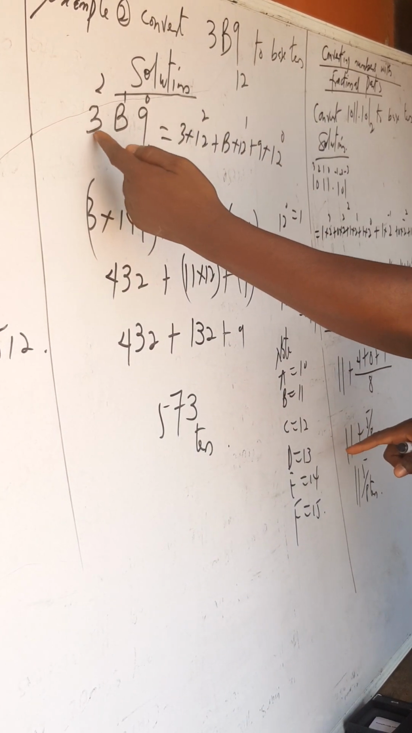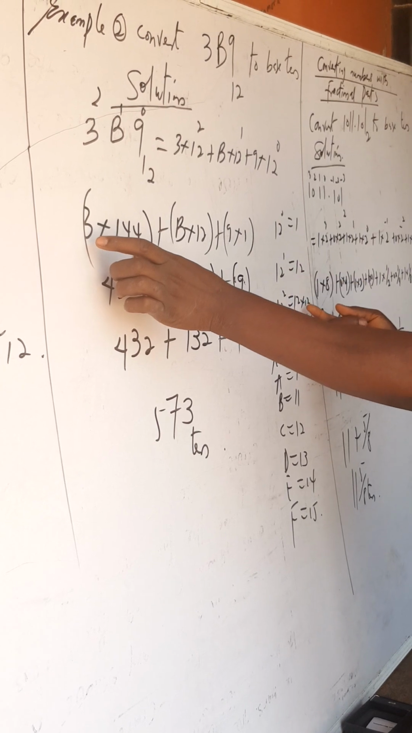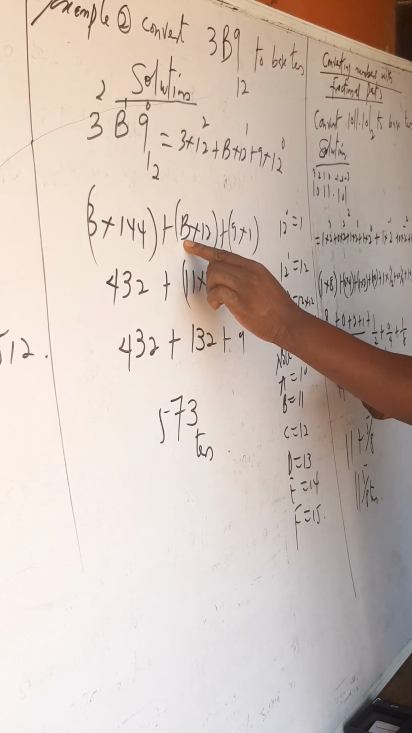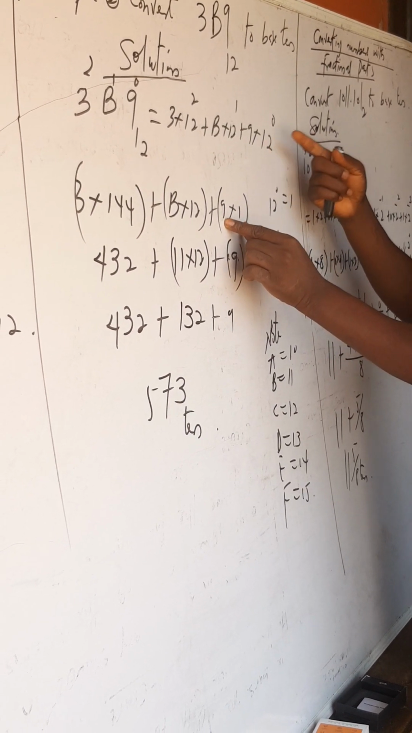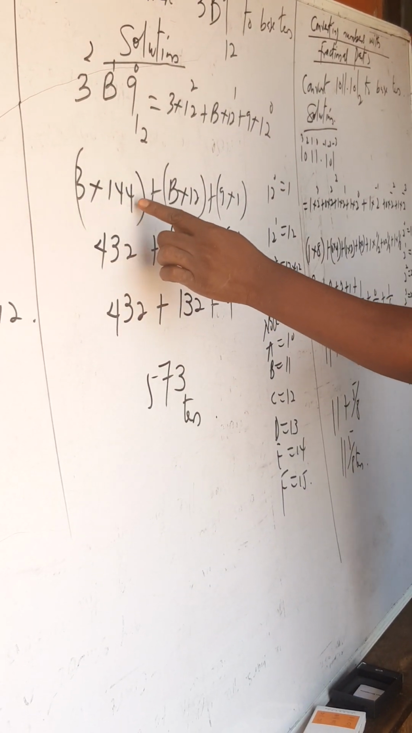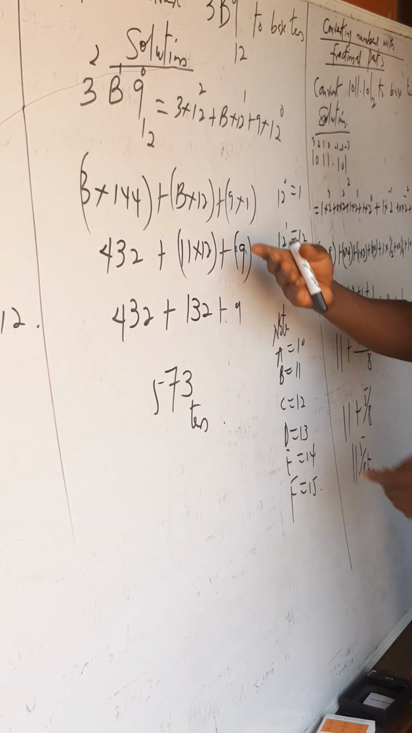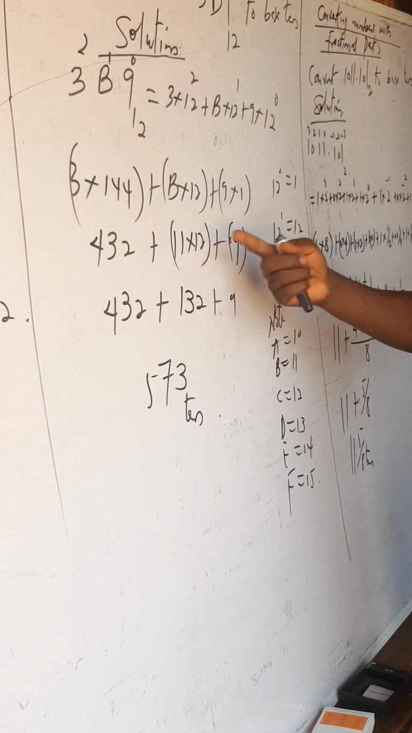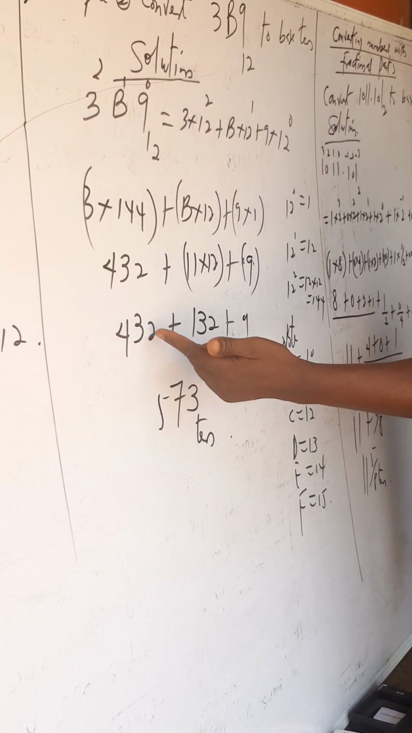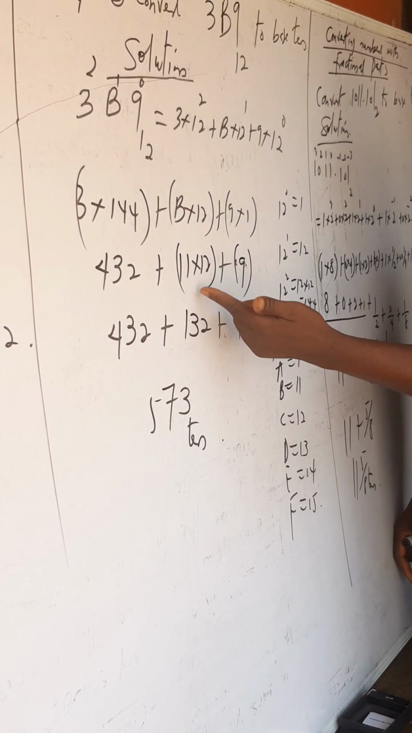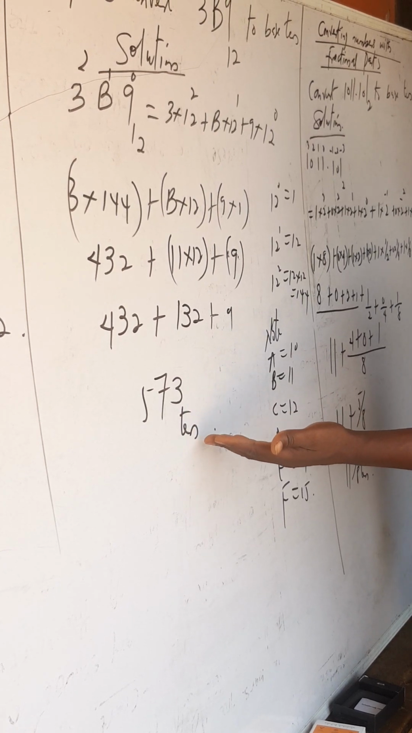So anywhere you see B, you have to use 11. So we now have 3 times 12 raised to power 2, which is 144, plus B times 12 raised to power 1, plus 9 times 12 raised to power 0. So this will give us 3 times 144, which is 432, plus B, which is 11 times 12, plus 9 times 1, which is 9. So when you add them together, 432 plus 132 plus 9, total gives us 573 in base 10.